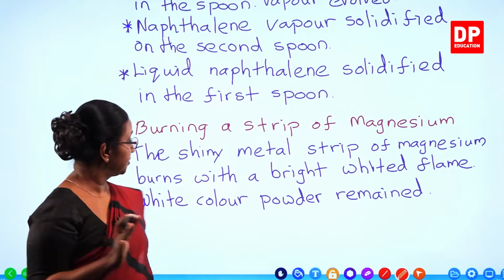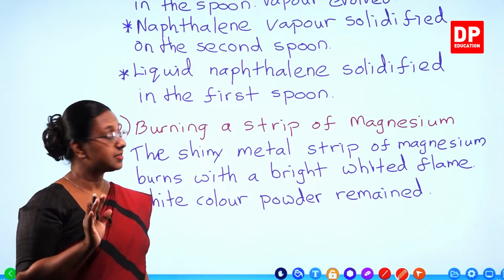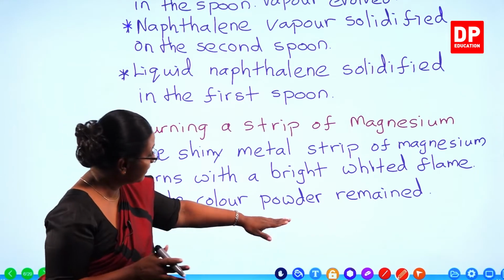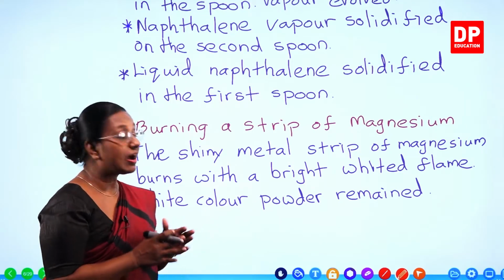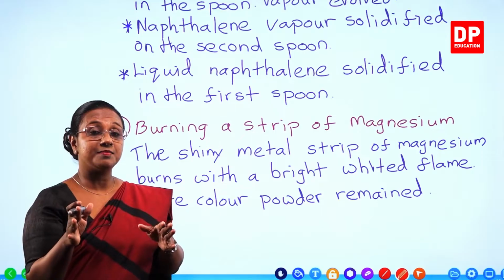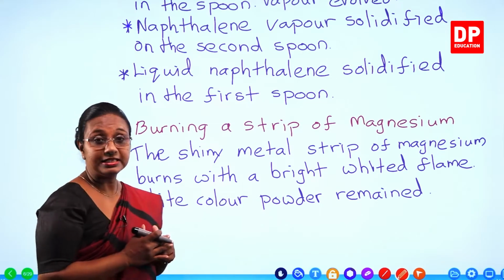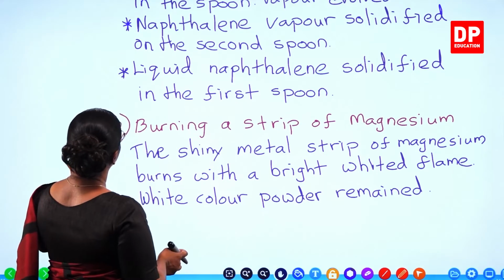So there, students, the initial magnesium strip, as I told you all, a shiny metal strip that you are familiar with, but the final result after the change took place is a white color powder. So the initial substance and the final substance are completely different. So that is another change, the second type of change. Now the third one.